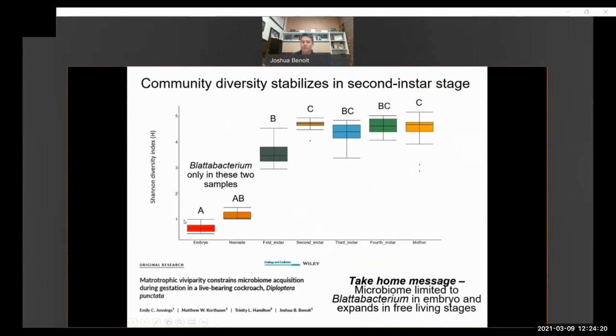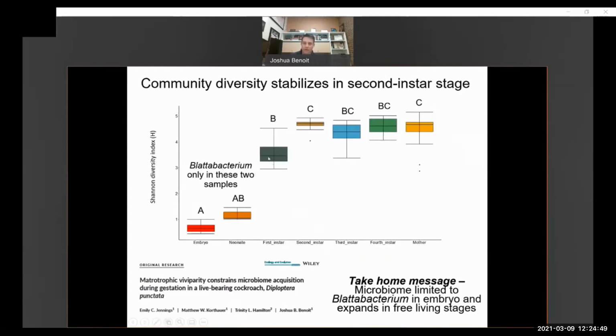When we did microbiome characterization throughout the pregnancy cycle and early in development, what we see is that embryos and neonates pretty much have only Blattabacteria within them. So it's mainly that this bacterium is probably very critical to these stages of development. There's no other microbiome.